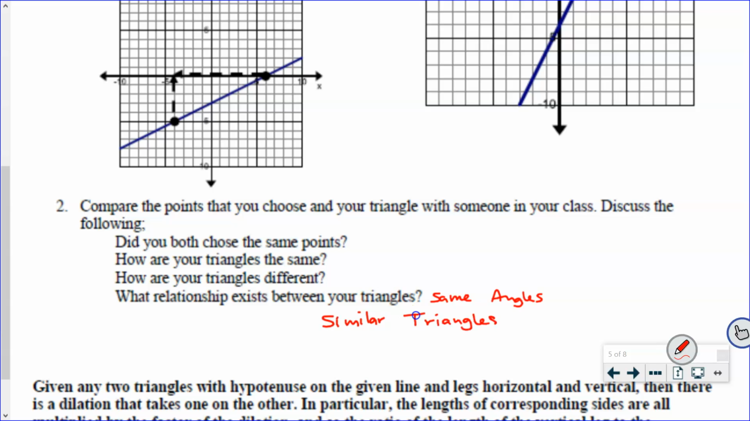And if we know that they're similar triangles, then that also tells us that they're probably not congruent. Some of them may have been congruent, yes, but not all of them would have been congruent. We know they're dilations, because that's the definition of similarity, is that we can do dilations.